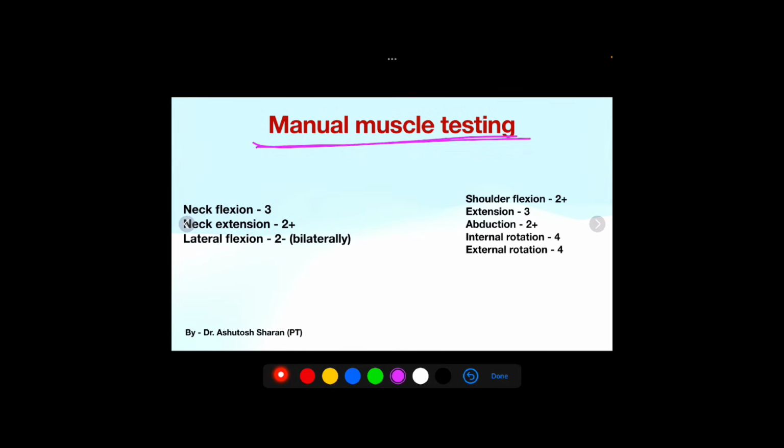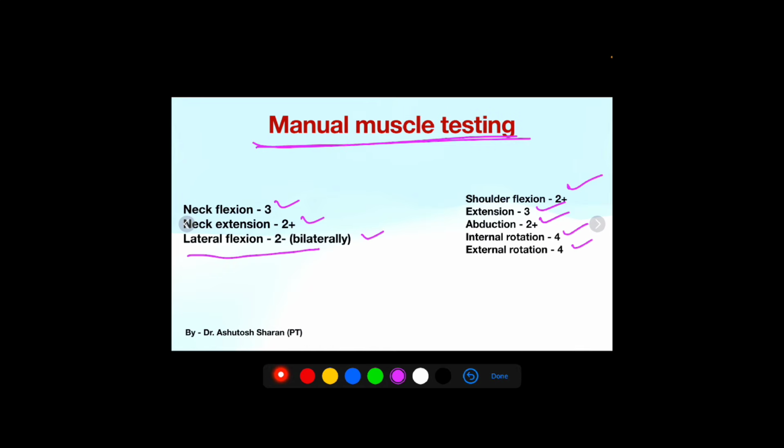Next thing is manual muscle testing. So for the neck flexion, it is 3. For neck extension, it is 2 plus. Lateral flexion, 2 minus bilaterally. For shoulder flexion, it is 2 plus. For shoulder extension, it is 3. For abduction, it is 2 plus. For internal rotation, it is 4. And for external rotation, it is 4 again. So this is the data for manual muscle testing.